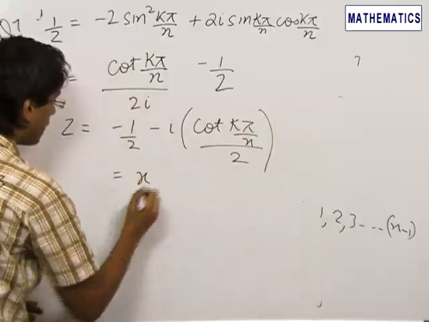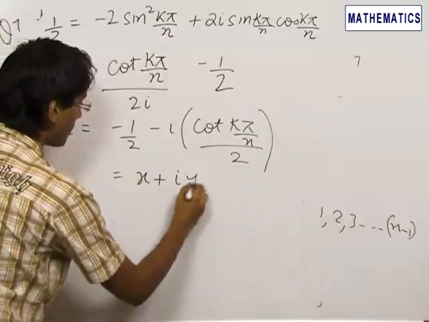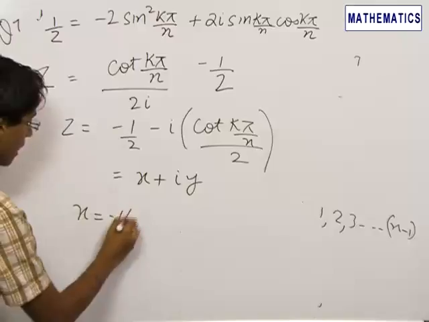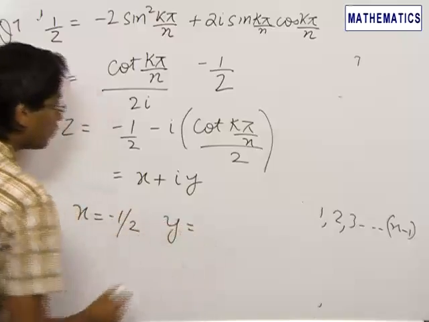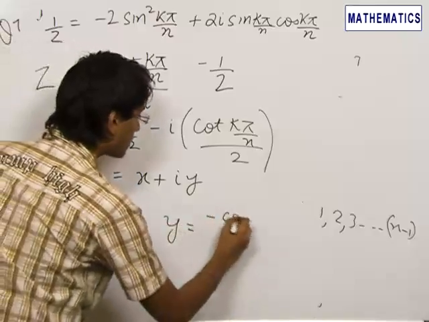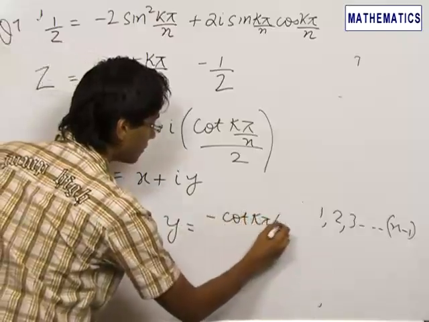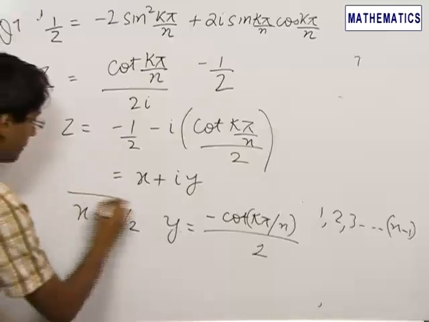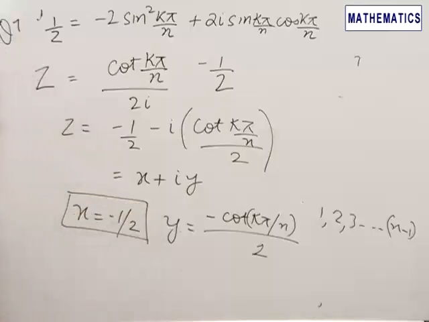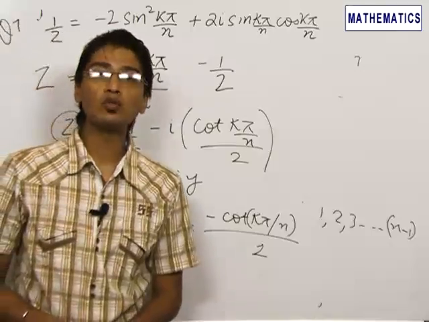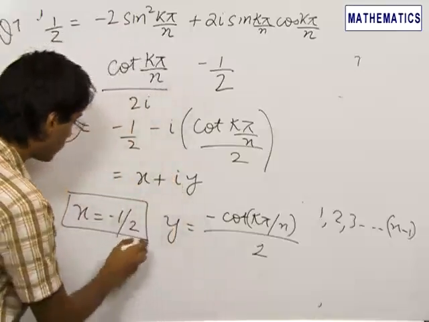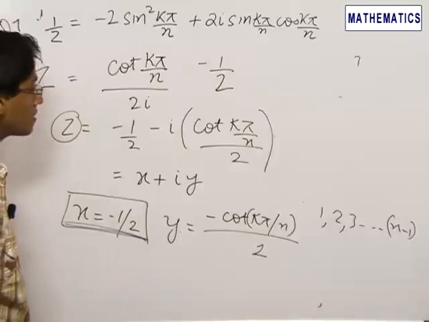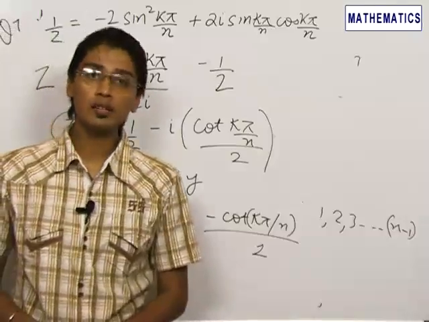Now writing it as x + iy, we see x is equal to minus half and y is equal to minus cot(kπ/n) by 2. Very clearly x equals minus half, that is z is lying on a line which is parallel to the imaginary axis, because x equals minus half is a line parallel to the y axis. Hence we have proved the required result.